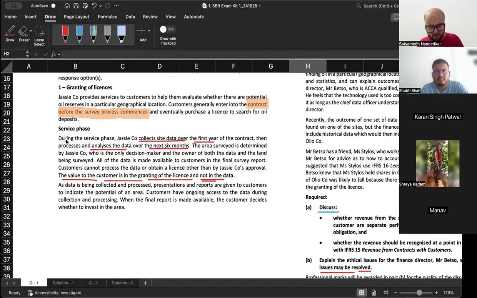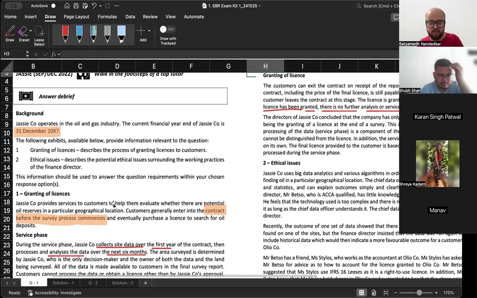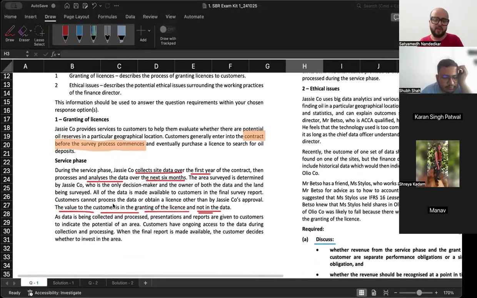Read it once, read the service phase and the granting of license phase. Read it carefully once. There are certain clues in the second part. Read this first, then I'll show you the second part.